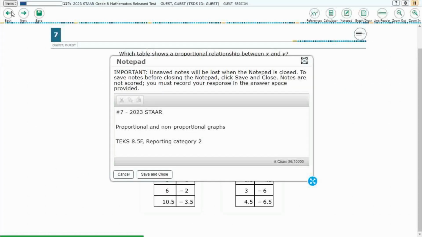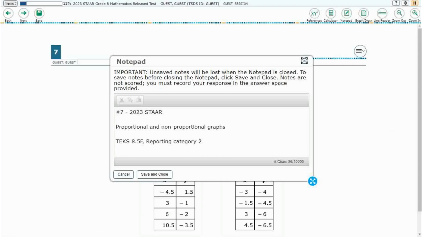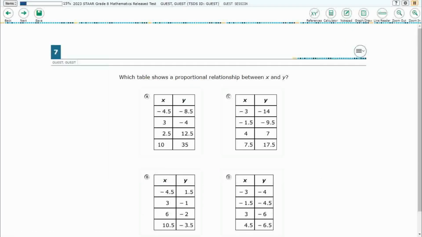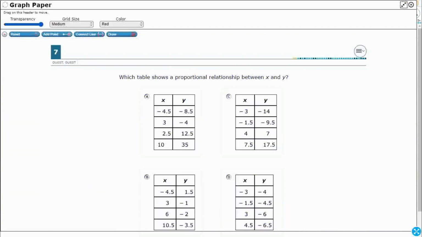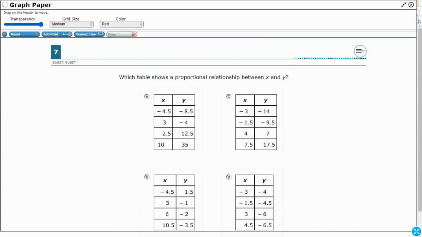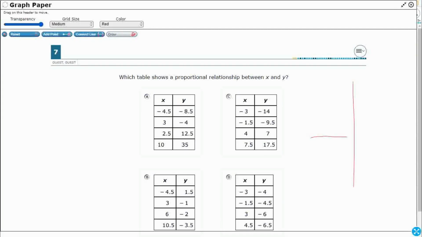For number 7, we are looking at proportional and non-proportional graphs. This is TEKS 8.5F, reporting category 2. Now there's no graph on this one, but they do want us to find a proportional relationship between x and y. So if we wanted to visualize that, what they're asking for is if we were to graph these points, which of these, assuming it's going to be a positive slope, it could be a negative slope, but which one is going to go through the origin? Because that's what we're looking for. When we have a proportional graph, it goes through the origin of 0, 0.